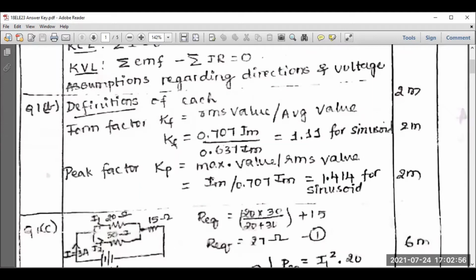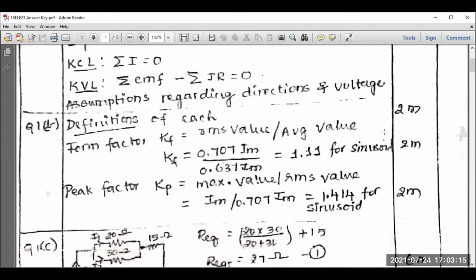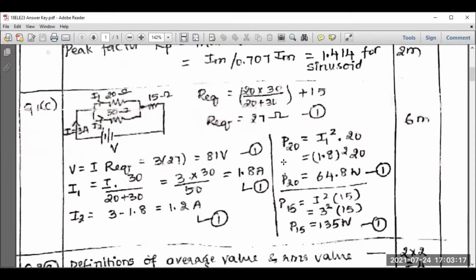Similarly, peak factor is the maximum value to the RMS value. The maximum value, you can assume it as Im. RMS value will be 0.707 Im. Im and Im will get cancelled. The remaining value will be 1.414, or you can write root 2. So the answer you will get is root 2. If you write it in that manner, you will get 2 plus 2 plus 2, that is equal to 6.